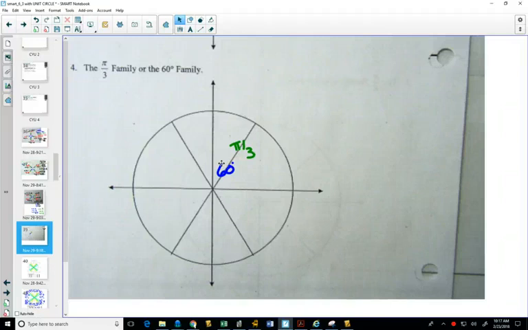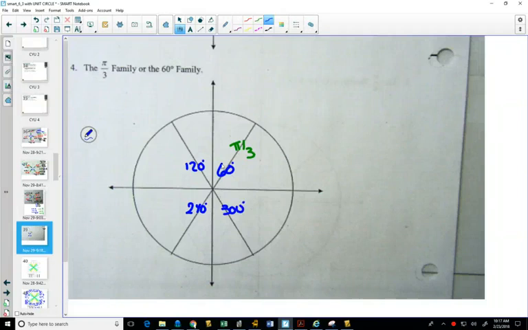All right. How did you do? Did you get 120 degrees, 240 degrees, and 300 degrees? And in radians, whoops, that's not green. 2 pi over 3, 4 pi over 3, 5 pi over 3. Labeling your coordinates.